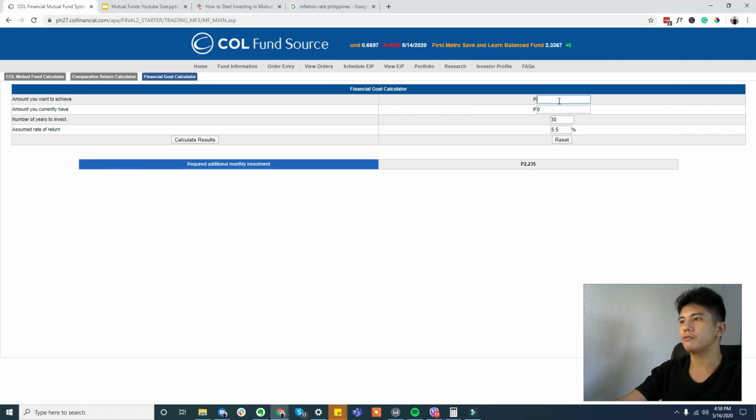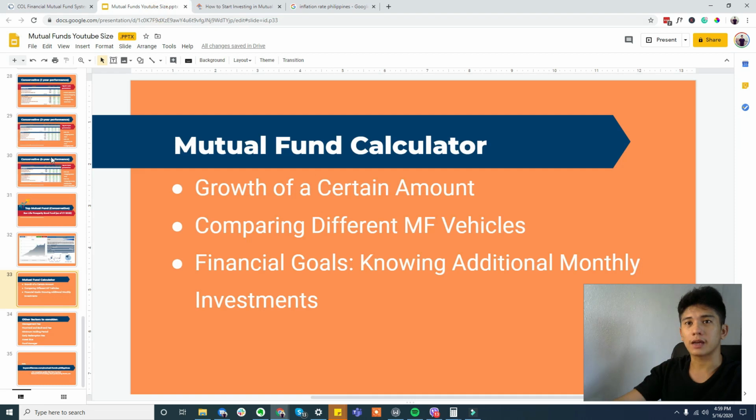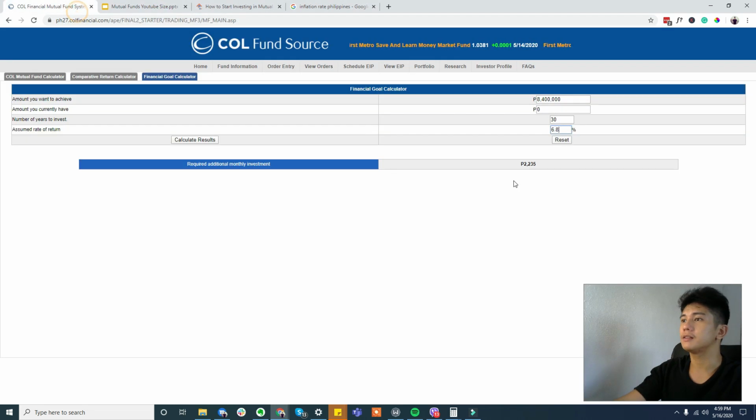And for you to live, for you to sustain your lifestyle and your expenses for 20 years without any income, so 8.4 million. And let's say at 30, you're really broke. You lost your job because of the virus. You really have zero. And you have 30 years more to prepare. And assuming that the rate of return is based on Phil Equity's performance, which is, let's go back again, which is 5.8. Okay, 5.8, calculating.